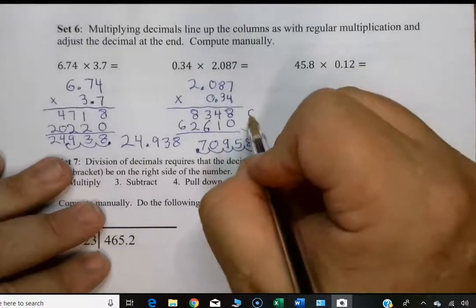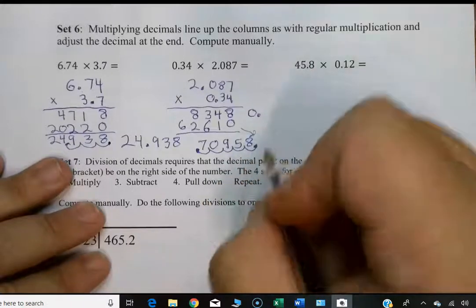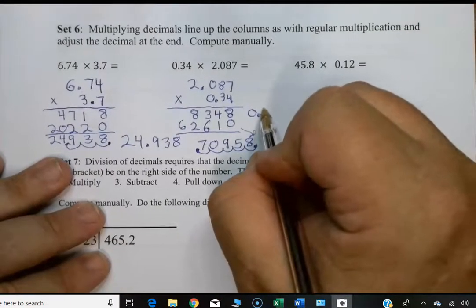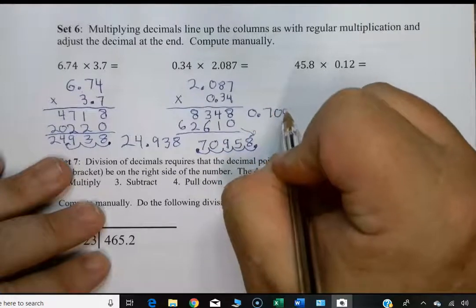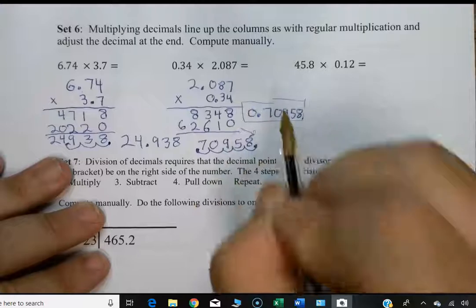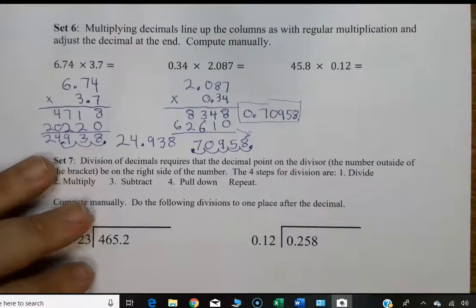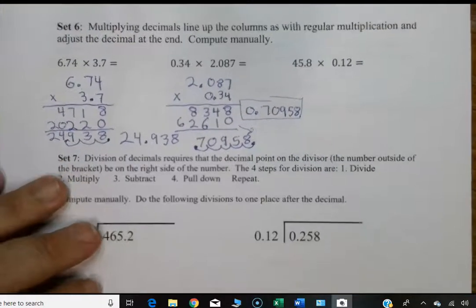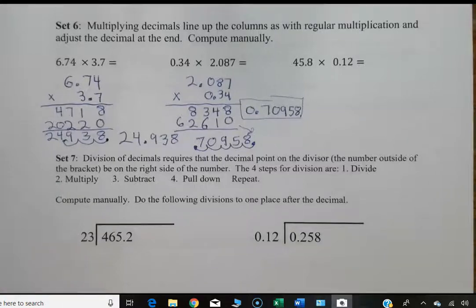Okay, so I'll just write it here more neatly. Usually you write with a leading 0 in front of a decimal. So that's going to be 0.70958. And that's your final answer. Okay? All right. You go ahead and do this one. Pause, and I'll come back and do it silently.